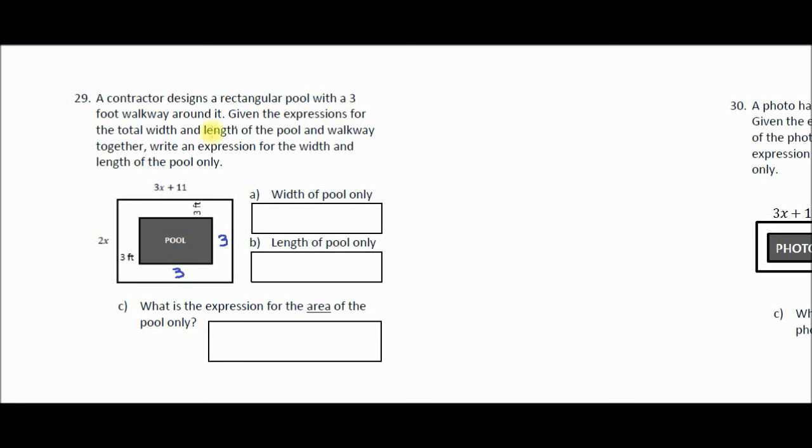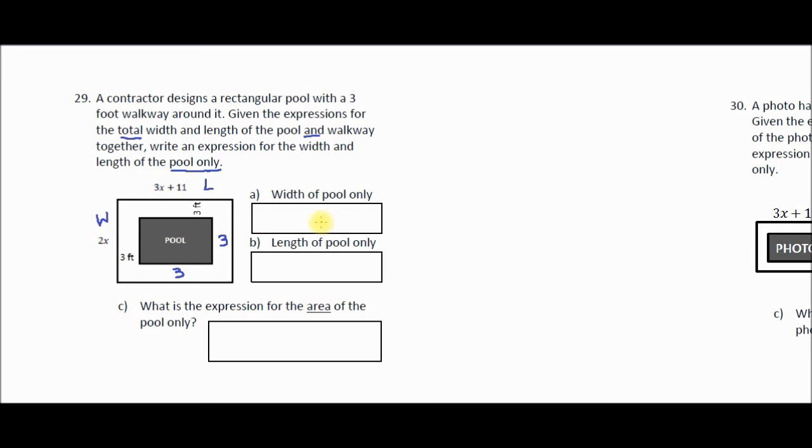Given the expressions for the total width and length of the pool and walkway together, write an expression for the width and length of the pool only. All we've got to do is figure out what are the dimensions of just the pool. Well, let's assume that this is width. I'm going to just label that as W. That's width and this is length. You could switch those around as well.